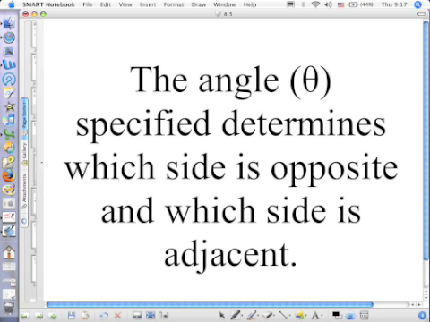All right, the angle specified determines which side is opposite and which side is adjacent. You can't simply draw a picture and say, okay, this one's always adjacent, this one's always opposite. It depends on the angle. Now I'm going to do a little physical demonstration that people at home won't be able to see, but pay attention and imagine it in your mind's eye.